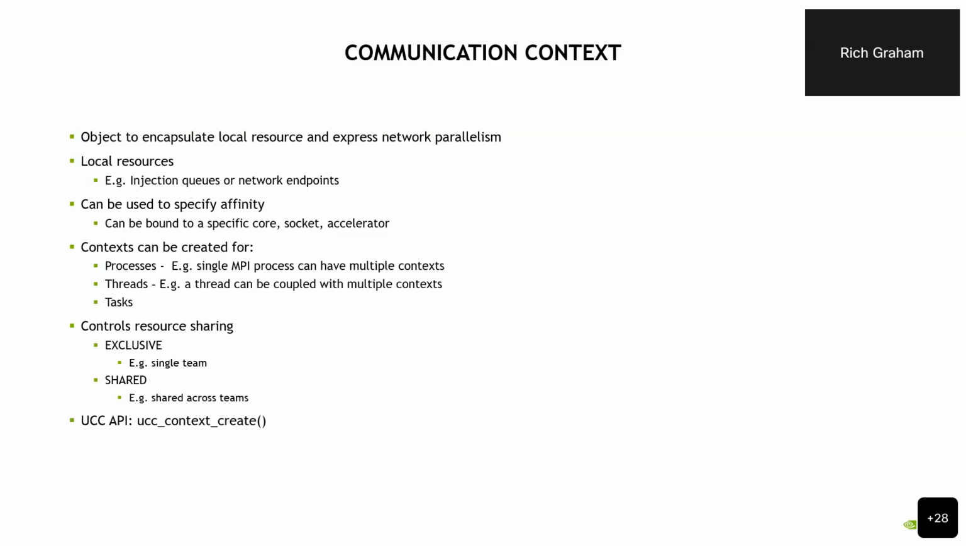in the communication context. It includes local resources such as the queues that you would use to put data out of the network, receive data from the network, or whatever your communication layer is. You can certainly specify affinity for the resource. And in the current implementation, you can bind it to specific cores, specific sockets, to an accelerator. So all of this is supported in the current instance.